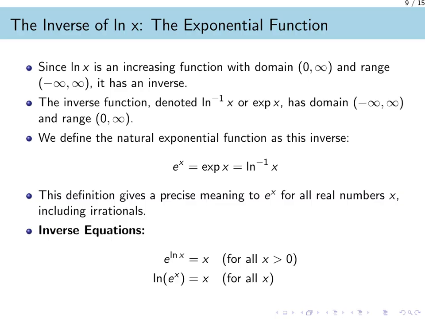The domain and range are simply swapped, so the exponential function accepts any real number as input and always outputs a positive number. This inverse relationship gives us two powerful equations. E raised to the power of the natural log of x equals x for any positive x, and the natural log of the quantity e to the power of x equals x for any real x. In short, the exponential function is precisely the function that undoes the natural logarithm.